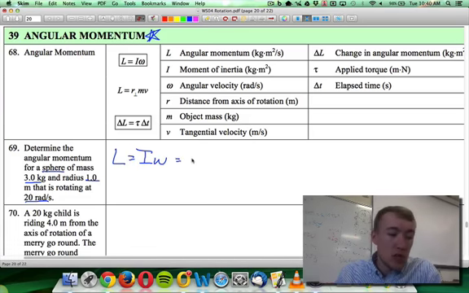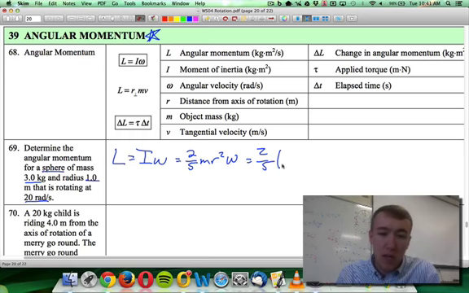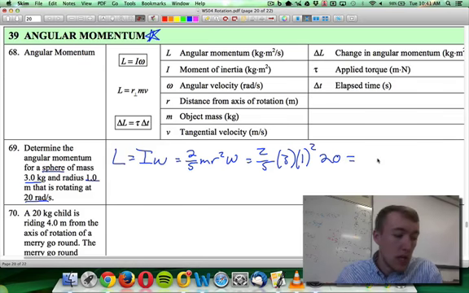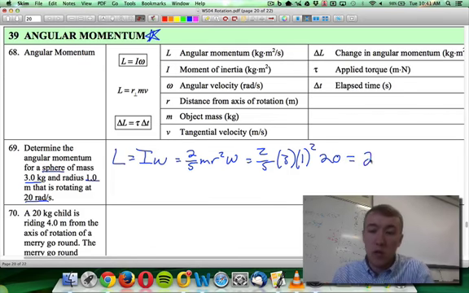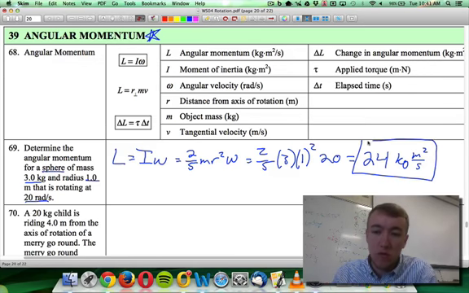The moment of inertia for a sphere is 2/5 mr squared, and then we've got multiplied by omega there, so this is 2/5, the mass is 3, the radius is 1, and the angular velocity is 20. And if we multiply that all out, we get 24 kilogram meters squared per second. I have to try to memorize those units there. But that's our final answer, 24 kilogram meters squared per second.